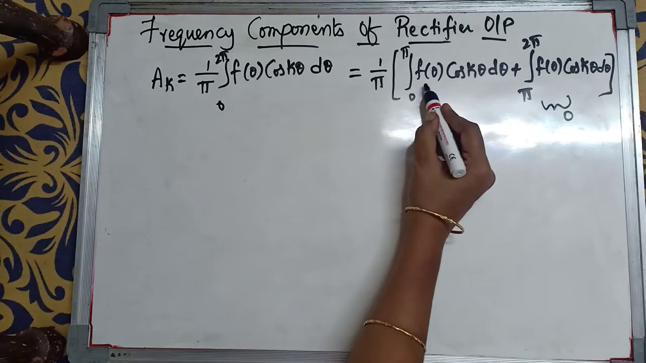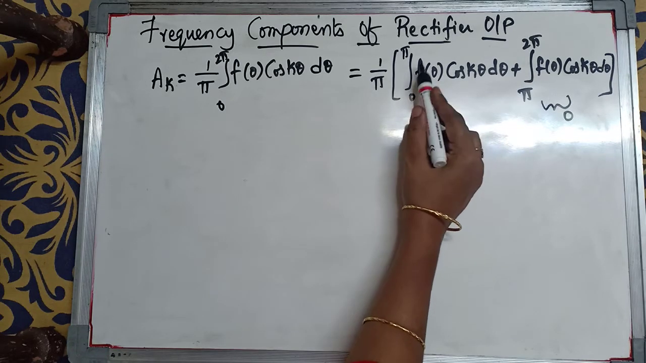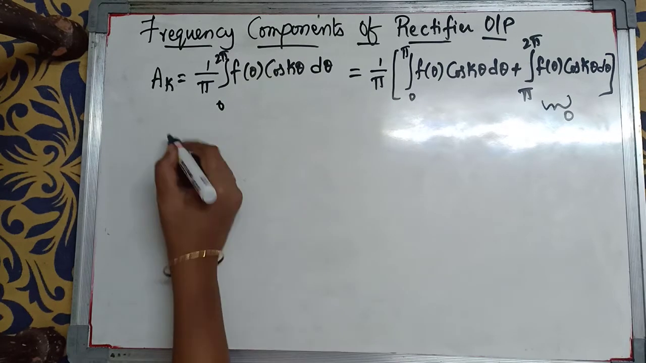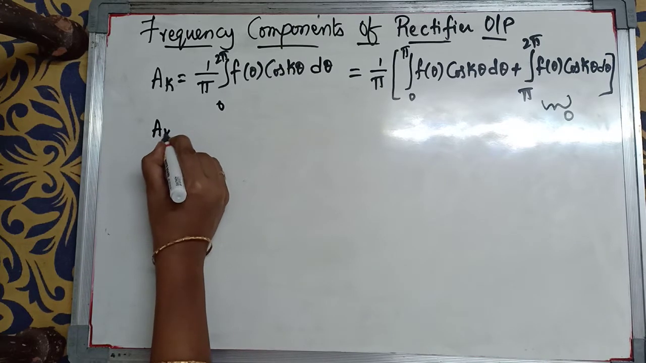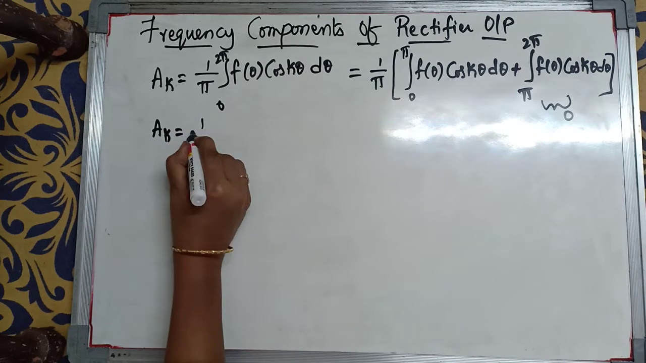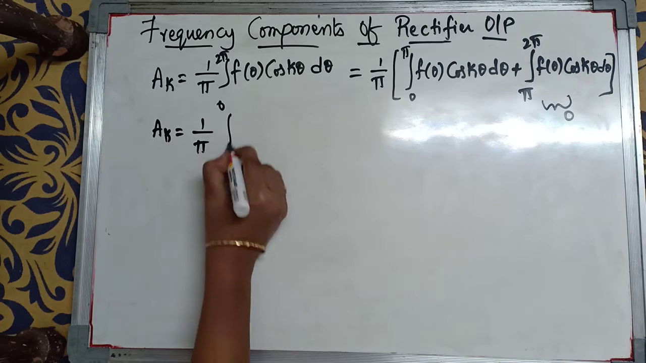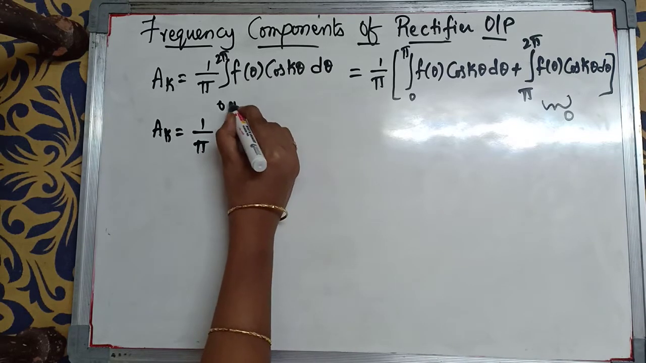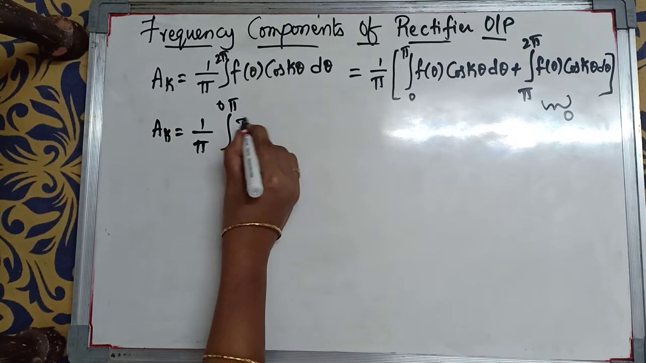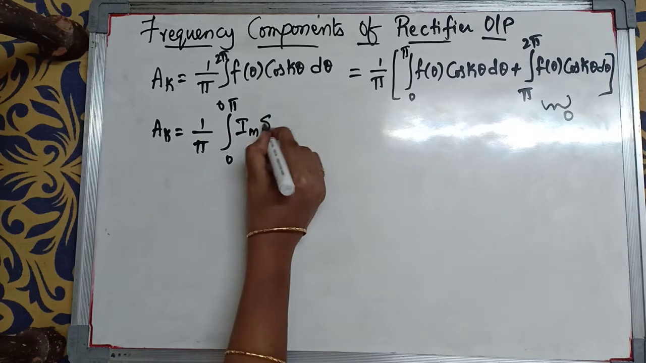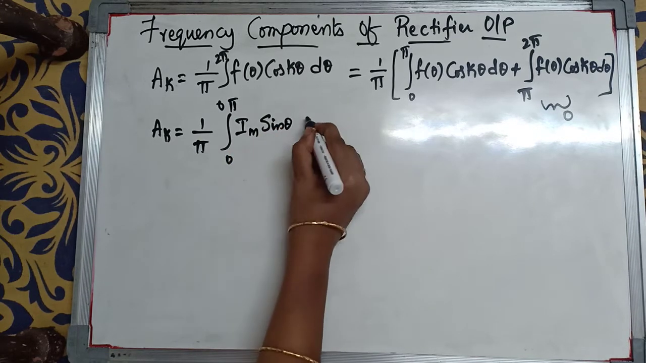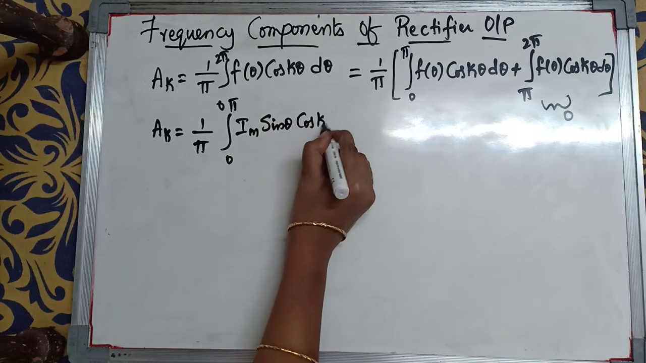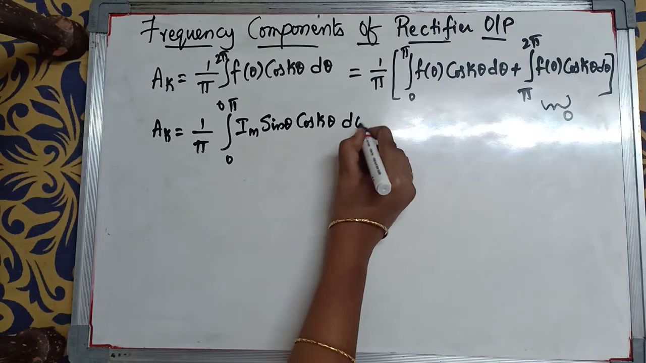Now substituting the value of f of theta for 0 to pi, we get our value for ak as ak is equal to 1 by pi, integral 0 to pi, f of theta is Im sin theta, into cos k theta d theta.